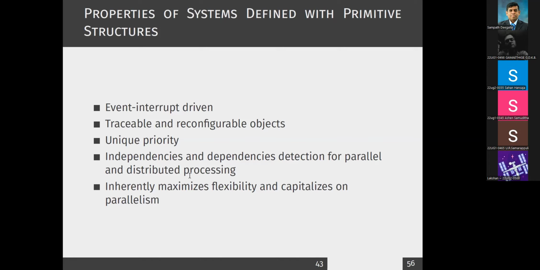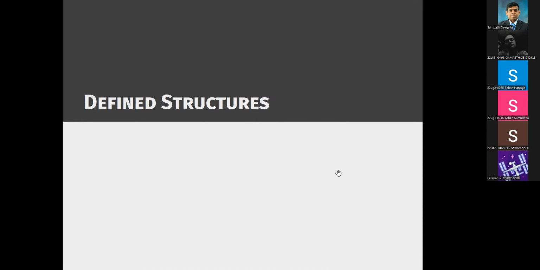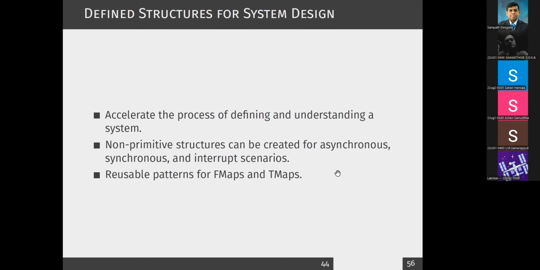So parallel means some functions can execute at the same time in parallel, right? Or some functions can be distributed into different functionality. So because of that, it maximizes the flexibility, right? And you can get advantages of parallelizing, which means you can perform multiple tasks at the same time. Right. What are the defined structures for the designs?